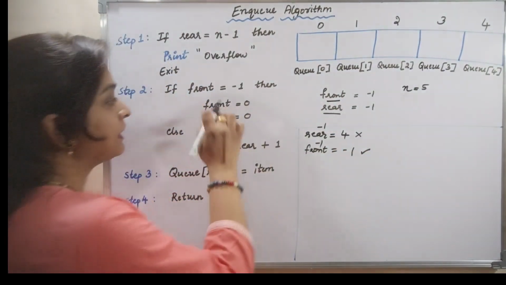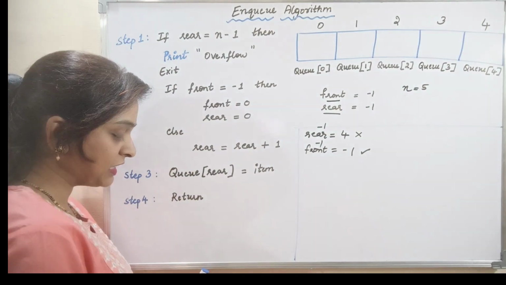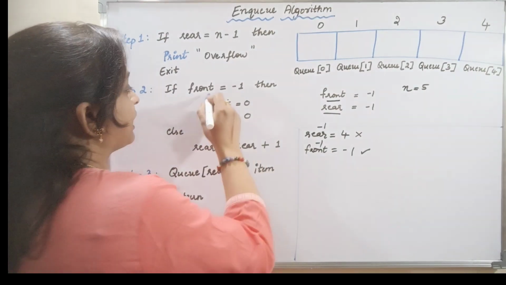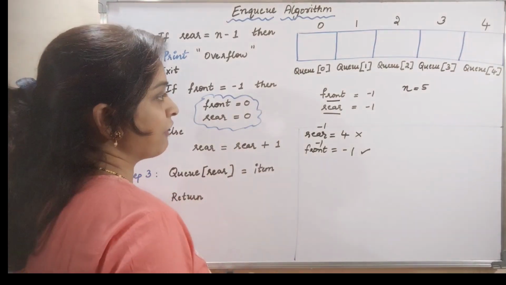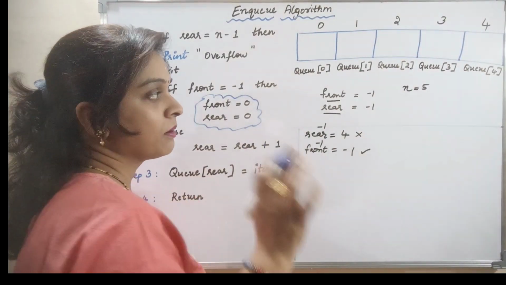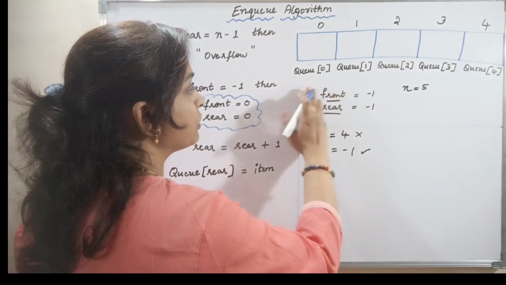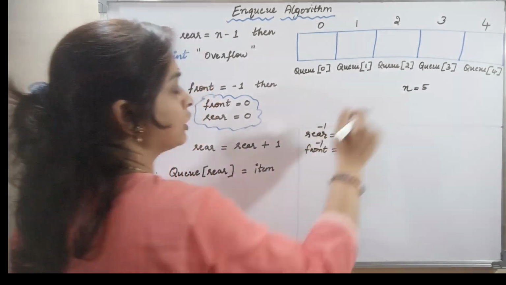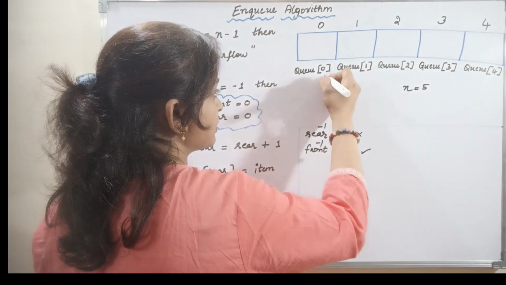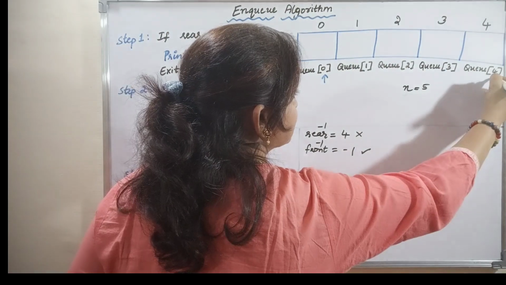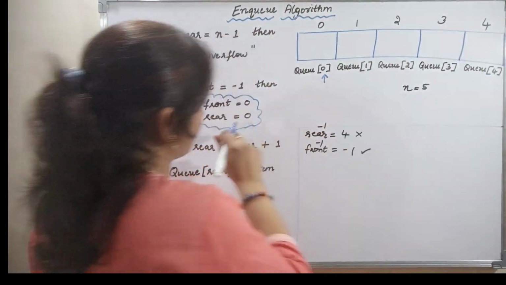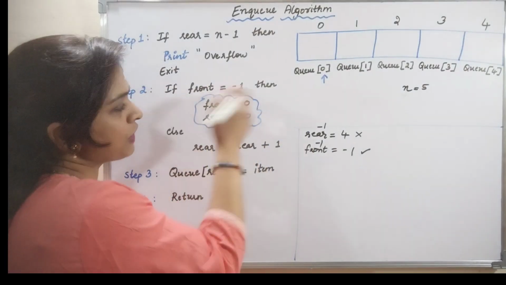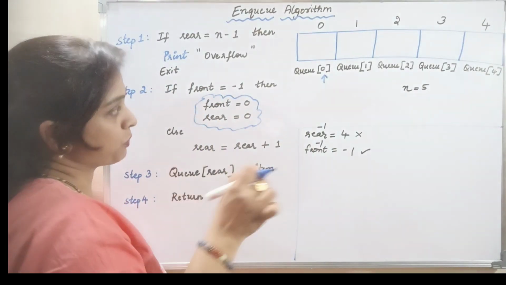The condition is true, so I need to reset the pointer. I have to make front and rear point to 0. So I'll make the pointer point to that. This is front and this will be rear at the end. But initially, front equals -1.